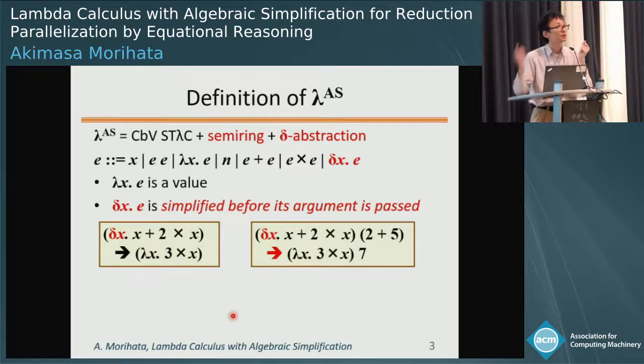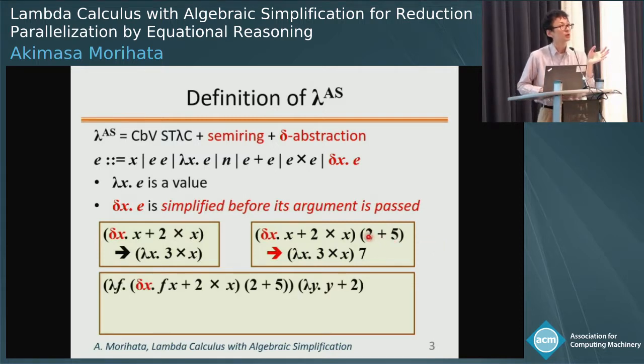We use this delta abstraction for providing the possibility of parallel evaluation. For example, consider this expression. Here, the argument can be evaluated, and if the function is abstracted by lambda, then the function cannot be evaluated anymore, so we cannot obtain parallel evaluation. But here we have delta abstraction, so we can simultaneously evaluate the function part and the argument part. Later we will see this is the key to formalizing parallel reductions.